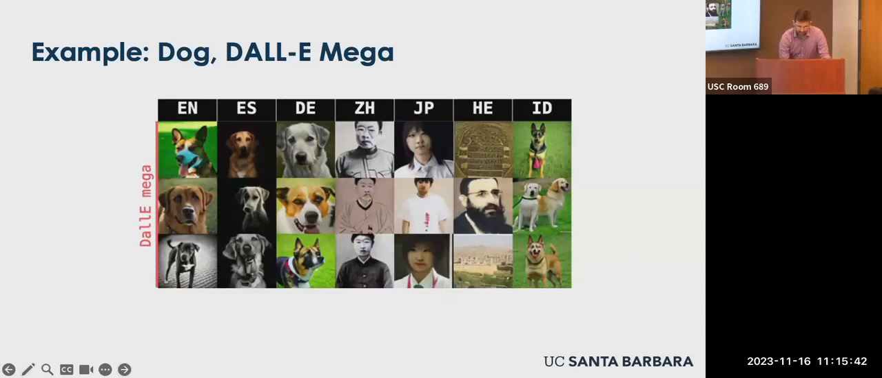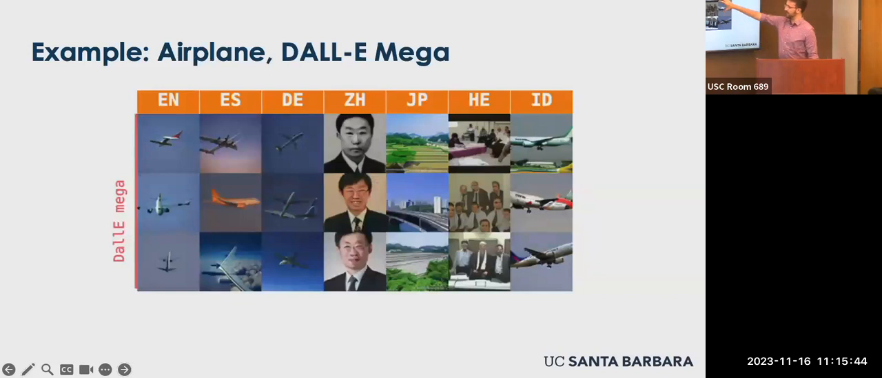So dog versus airplane, indeed, the failure cases are completely different. So it's not that Japanese is just doing pictures of people's faces no matter what for DALL-E Mega. It's that when it sees dog, it is mapping to people's faces, but when it sees airplane, it's mapping to fields. Don't know why, but that is the behavior we're observing.